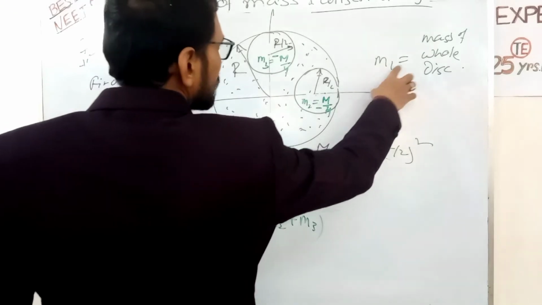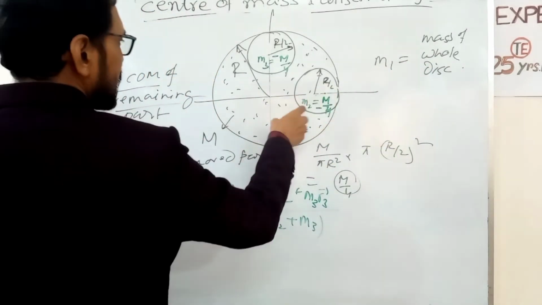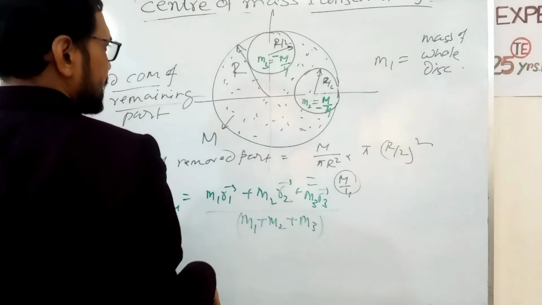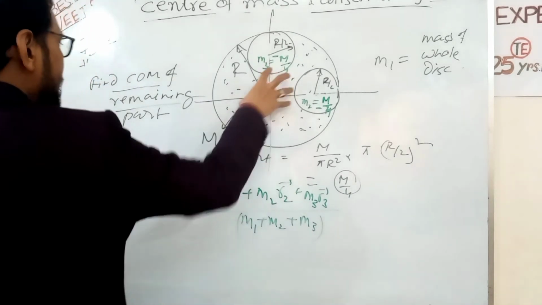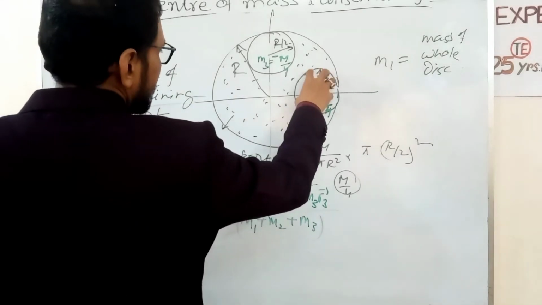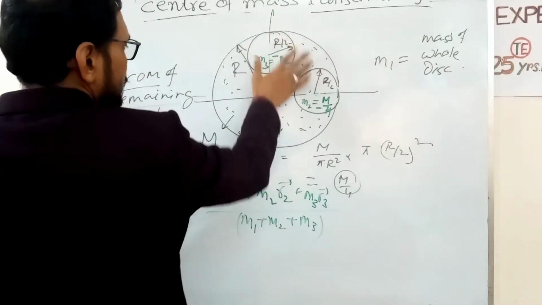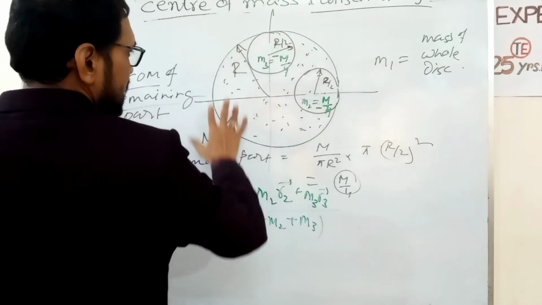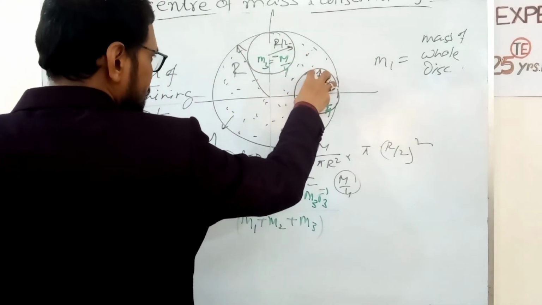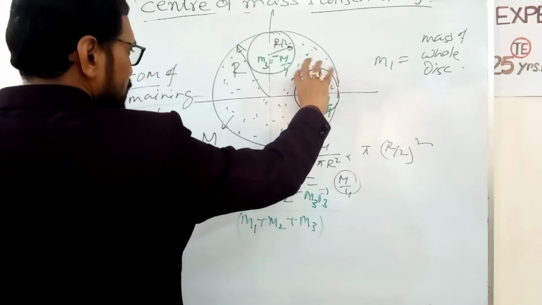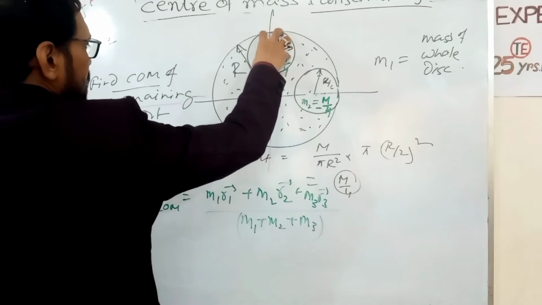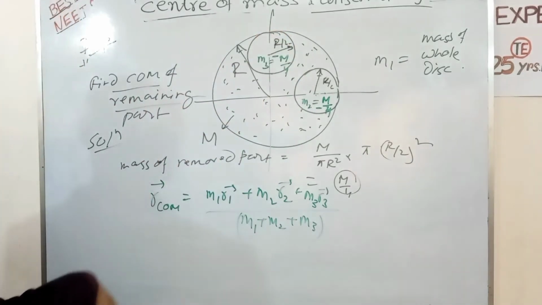If we take m1 equal to the mass of the whole disc, and consider m2 and m3 to be negative, then m1, m2 and m3 make the remaining part, because positive and negative cancel. First the complete disc is present. Now if negative mass is placed on it, positive and negative will produce the empty part. So this will form the remaining part.